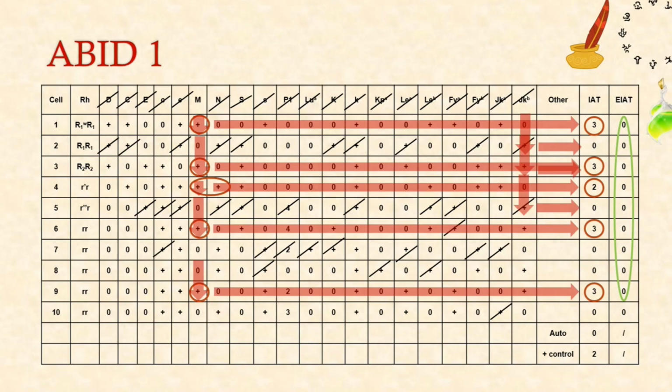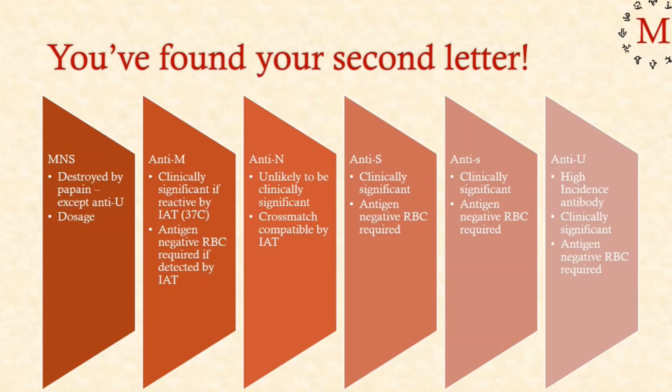And it's also sensitive to papain. So because we've sprinkled papain on, because it's a magic potion, because it's Halloween, there's no reactions there. So it's just another way of sort of confirming. So hopefully everyone's happy that that is an anti-M. Like I said, we do a phenotyping. Give cross-match compatible blood via IUT. All is good. Yay. We've found the second letter.